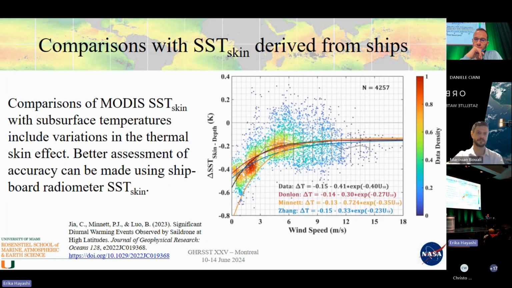Now, there is variability in the skin to subsurface temperature, and this is shown here. If we had enough ships with radiometers, we could replace the buoys with radiometric measurements, but we don't. So we have to somehow take this into account. This is the wind speed dependence of the skin temperature minus the subskin temperature, or a temperature lower down, from various papers. And the one labeled data is in fact from Chong Jia's sail drone skin SST retrievals.